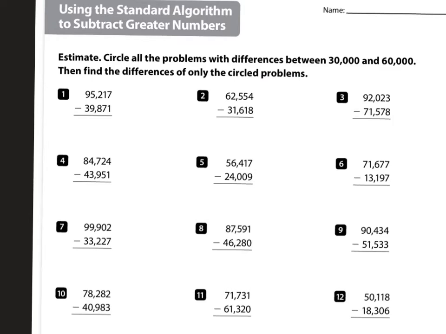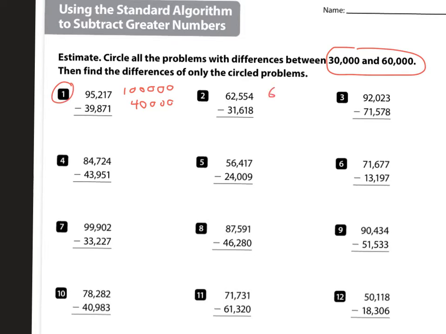So let's look at number 1 right here. We're going to round 95,217 to 100,000, and 39,871 to 40,000. So this is definitely between 30,000 and 60,000, so we'll have to solve that one.